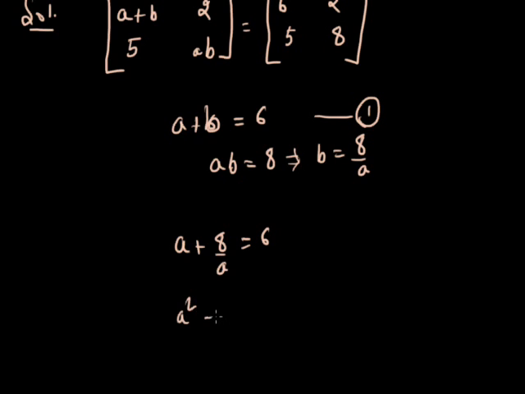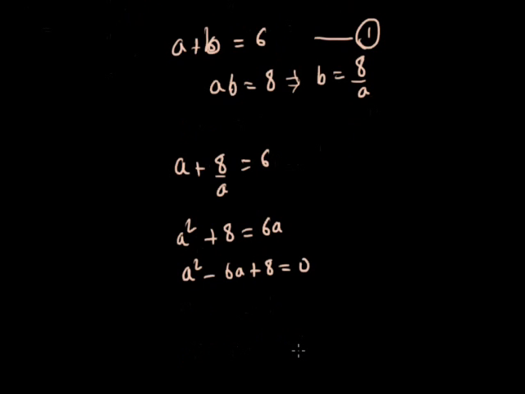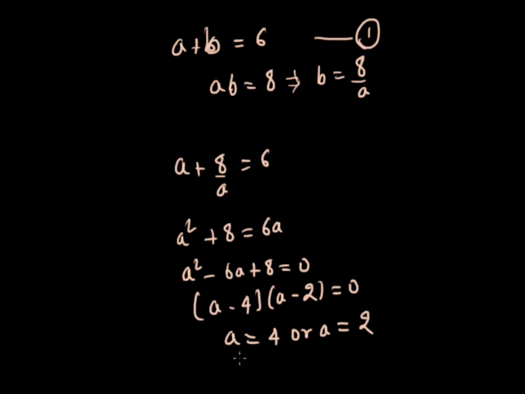So it will become A plus 8 by A equal to 6, or we can say A square plus 8 equal to 6A. A square minus 6A plus 8 equal to 0. What will be the factors for this? The factors will be 4 and 2. So this will become (A minus 4)(A minus 2) equal to 0. So A equal to 4 or A equal to 2. Now if A equal to 4, then B will become 2, or when A equal to 2, B will become 4.